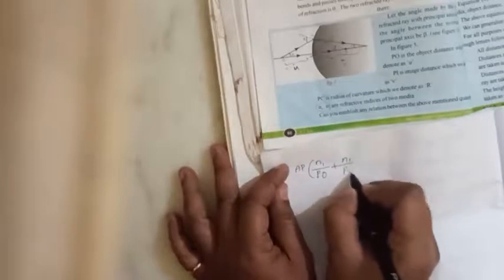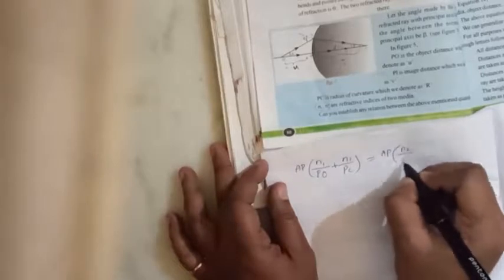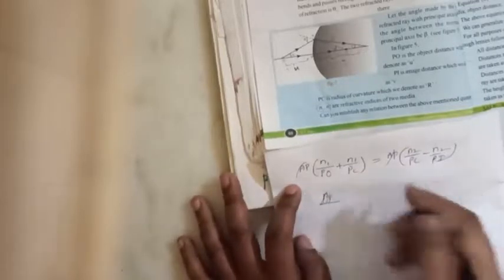So if we take AP common, we will get AP. So N1 by PO plus N1 by PC is equal to, here also AP I am taking as common, N2 by PC minus N2 by PI, and AP will get cancelled. So we can write N1 by PO. Here we know, first we need to consider sign conventions, children. Sign conventions.